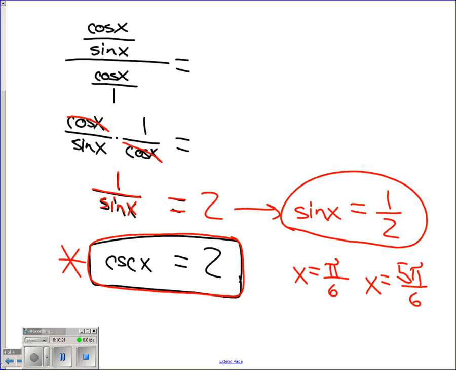We could also say that cosine of x has got to equal root 3 over 2. That's another trigonometric function, all right? So once you've found one, you can find them all. So that's what we were going on here. But again, you can stop with the first one there if you so choose.